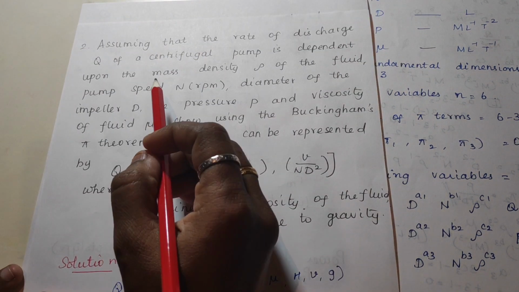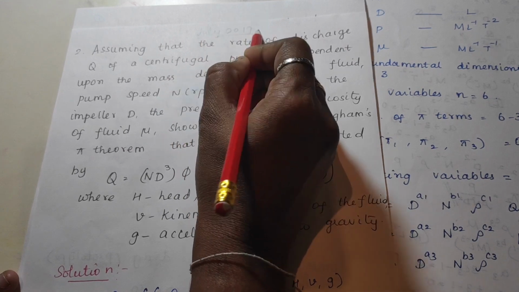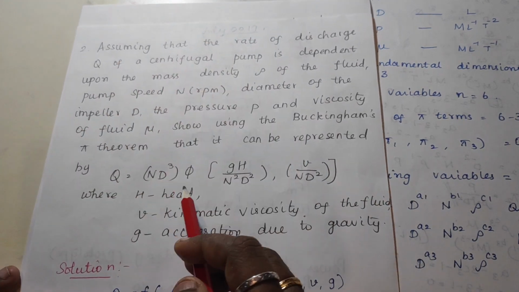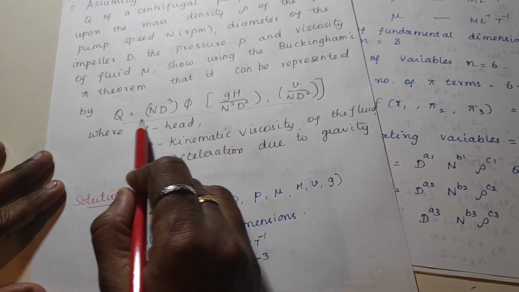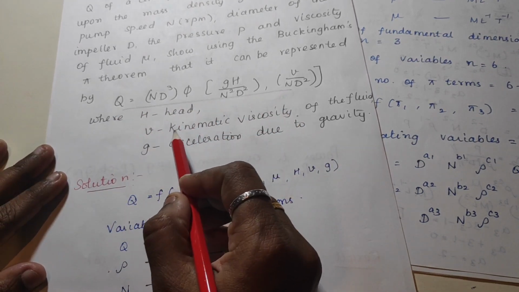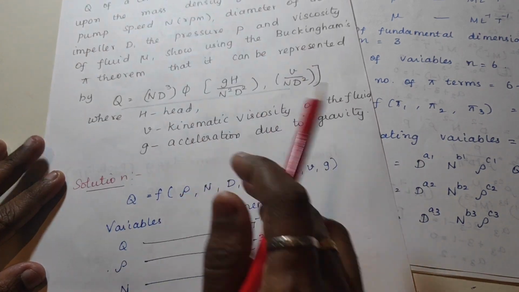In this video, we are going to see about July 2017 Part C problems. Okay, so this is the dimensional analysis problem. In that, they ask you to derive this condition. Here they have given H is the head and U is the kinematic viscosity and G is acceleration. All these details are given.